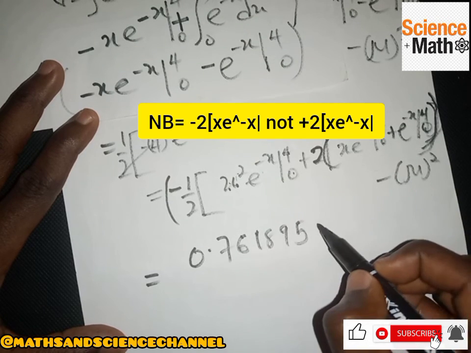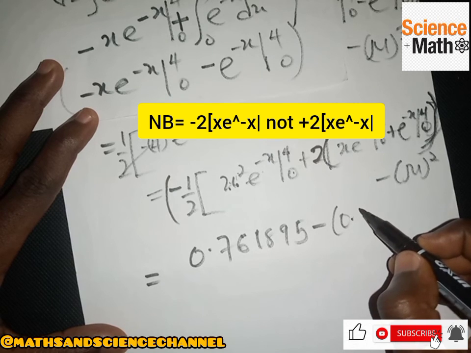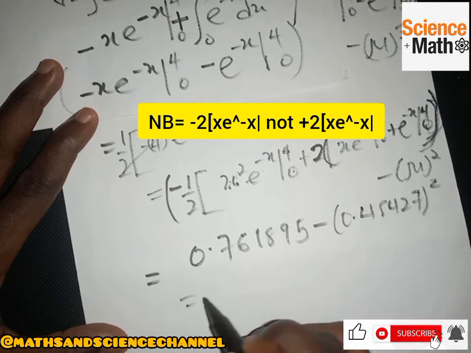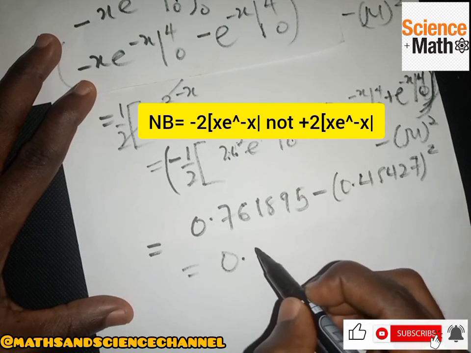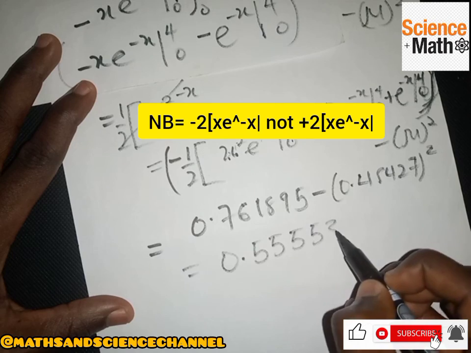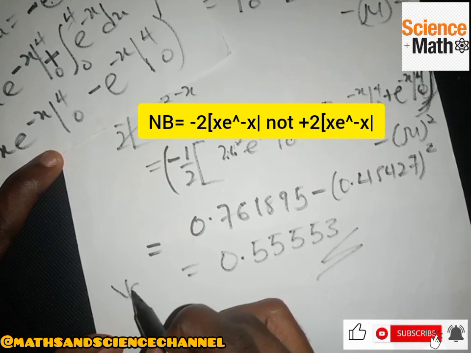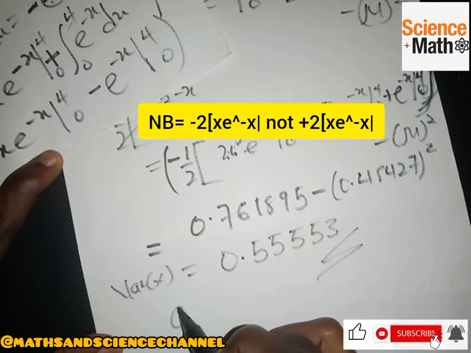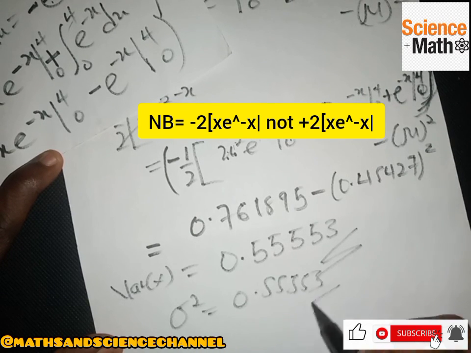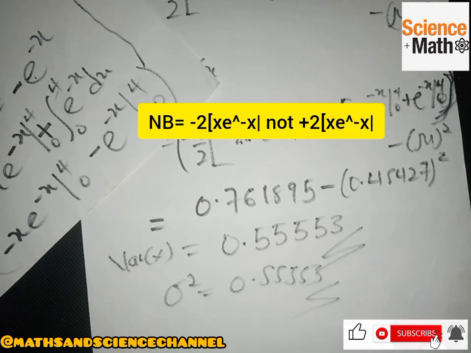0.761895, and then it will be minus the mu. Remember, the mu we have is 0.45427 squared, and when we compute everything, we should get that to be 0.55553. So that will be the variance of x in this case.